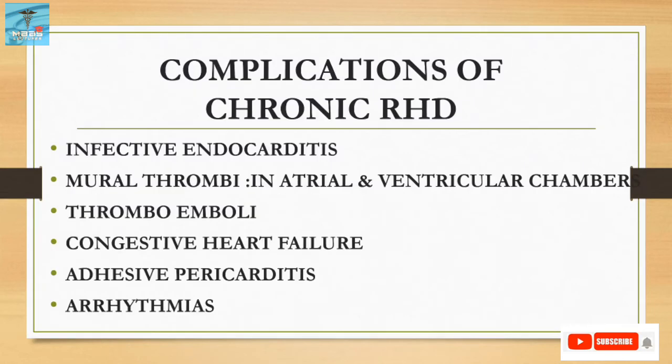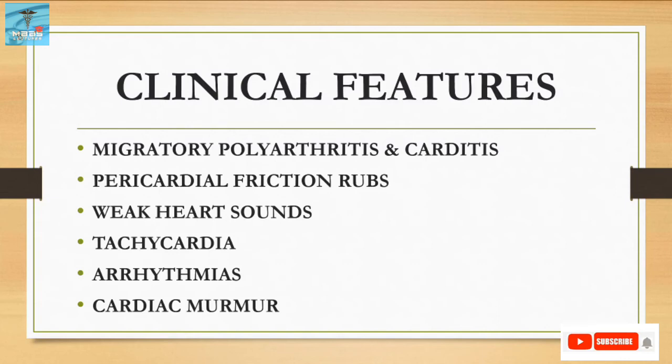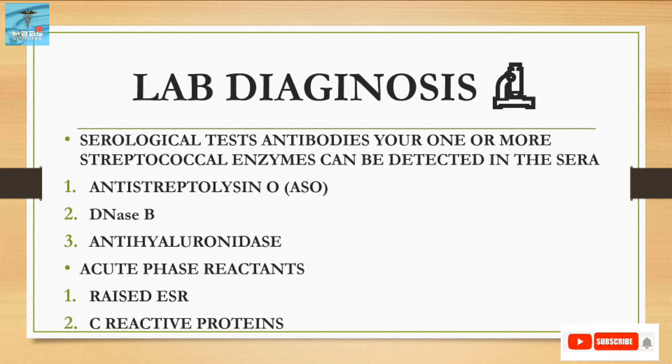Then complications of chronic RHD. It includes infective endocarditis, mural thrombi in atrial and ventricular chambers, then thromboembolism, congestive heart failure, adhesive pericarditis and arrhythmias. Then about clinical features. Acute rheumatic fever most commonly presents with migrating polyarthritis and/or carditis, and the clinical findings of acute carditis include pericardial friction rubs, weak heart sounds, tachycardia, arrhythmias, and cardiac murmurs.